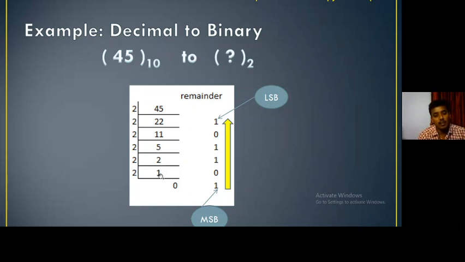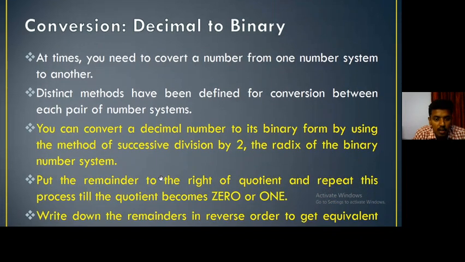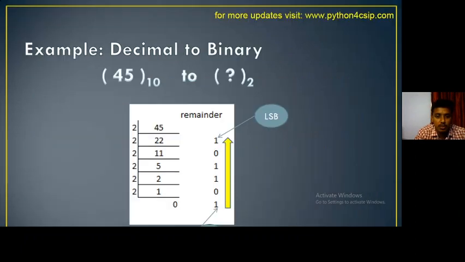Again 2 divides 1 and leaves the remainder 0. Now you can stop here as per the algorithm. You see, put the remainder to the right of the quotient and repeat this process until the quotient becomes 0 or 1.